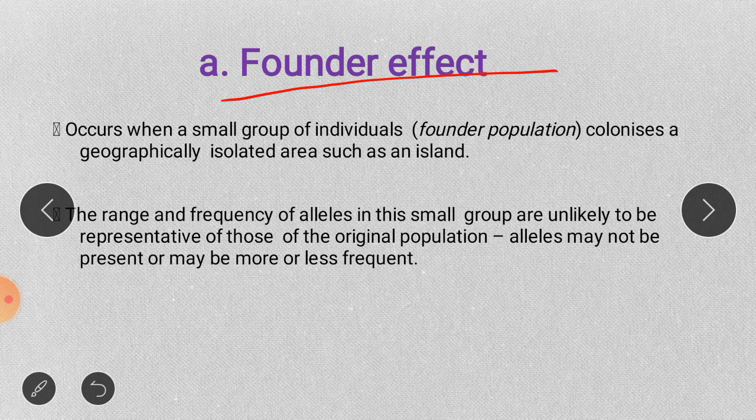When a population moves from the original population to a new location where they are going to form a colony, that is called the founder effect. Whatever frequencies are observed in that small group are unlikely to be representative of the original population. So alleles may not be present, or may be more or less frequent, compared to the original population.